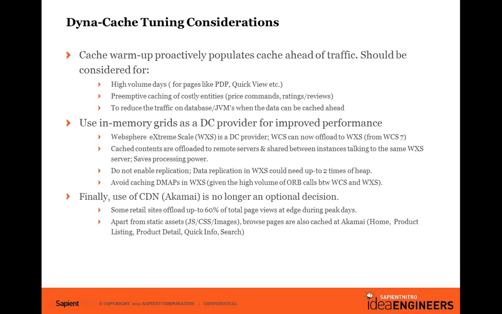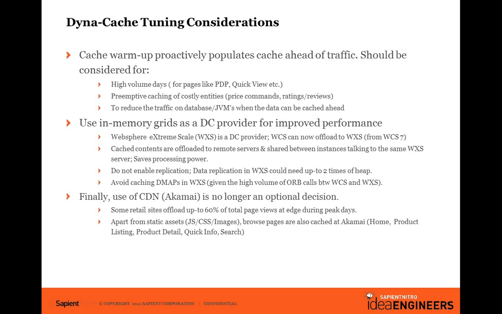Now we come to another topic called in-memory grids, right? Dyna-Cache is very good, but the challenge you will have is it resides on your local JVM, right? So let's say you have 100 or 200 JVMs supporting your site. If I want to ensure a home page is cached, it needs to be cached in all the 100 JVMs before you can be confident that it's completely cached, right? So that's why we use in-memory grids for distributed caching, right? WebSphere eXtreme Scale is a product which is an in-memory grid.